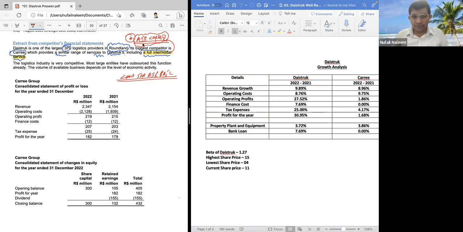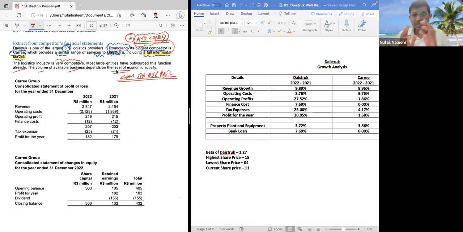A small verb, students: a full intermodal service would effectively change the answer. The logistic industry is very competitive. Most large entities have outsourced these functions already. The volume of available business depends on the level of economic activities. Now, students, here it's very clear and understandable.